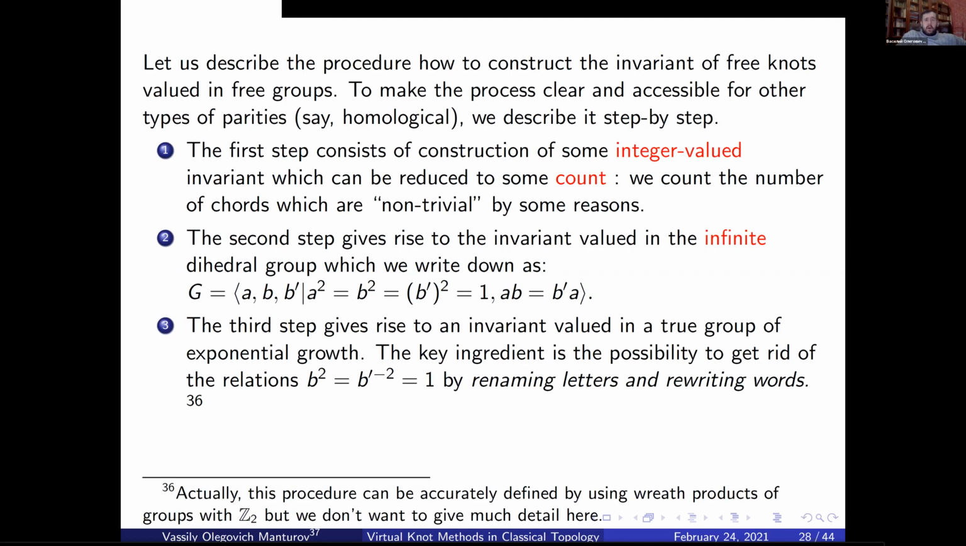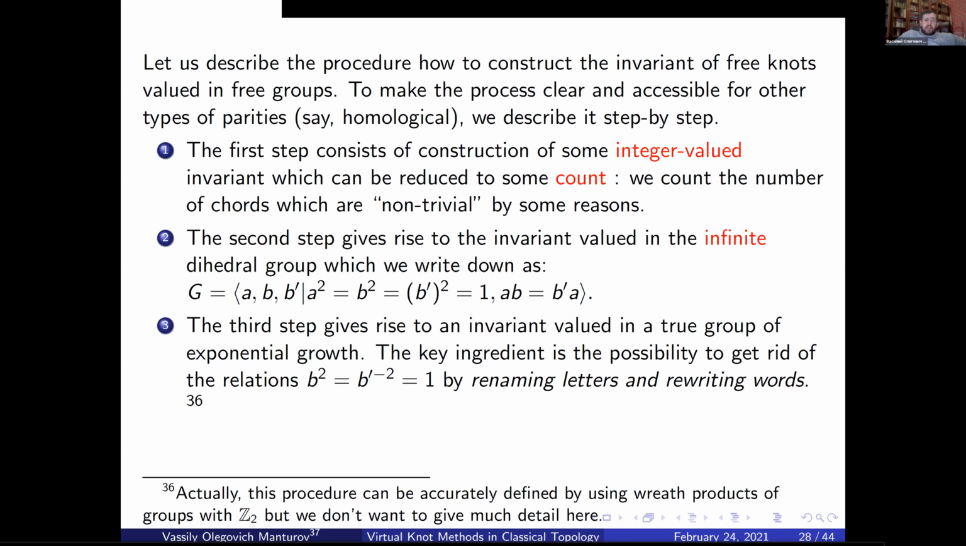Okay, so now I want to take some steps for constructing invariants of free knots. And here I want to be as detailed as possible, and so the process will be very clear. And I want to do 3 steps of constructing an invariant. So the first step will be some construction of an integer valued invariant, which is reduced to some bare count. So I will be counting some odd objects. So this can be thought of as a count of some intersections between homology classes.